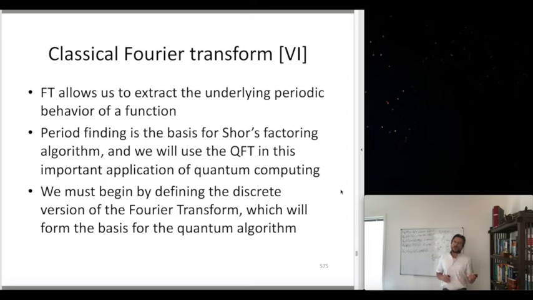But then here, what the Fourier transform allows us to do, and that's important for Shor's algorithm, is extract the periodic behavior of a function. So it can be used for period finding, and that's the basis for Shor's algorithm. How we use that in the quantum Fourier transform, we'll see in a bit, but that's the most important part. The period of a function is just its recurrence, right? So when does it come back to its initial peak? So what's the period to complete one circle?